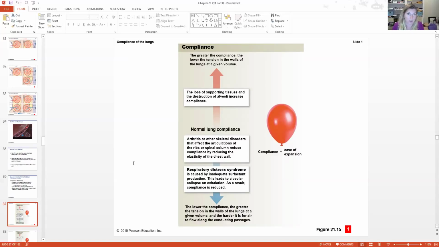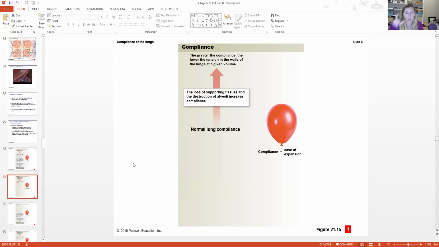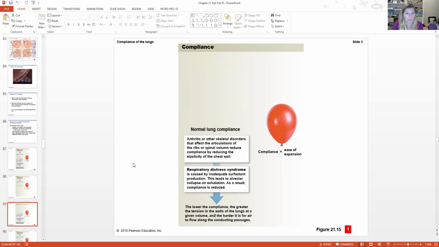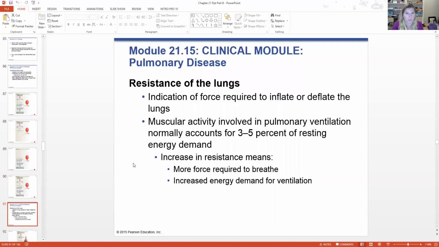There's also respiratory distress syndrome that can be caused by inadequate surfactant production, and that can lead to a lung collapse. The lower the compliance, the greater the tension on the walls of the lungs, and therefore the harder it is for the air to be conducted through those passageways, because the pressure differential is not able to develop. There's also resistance in the lungs.